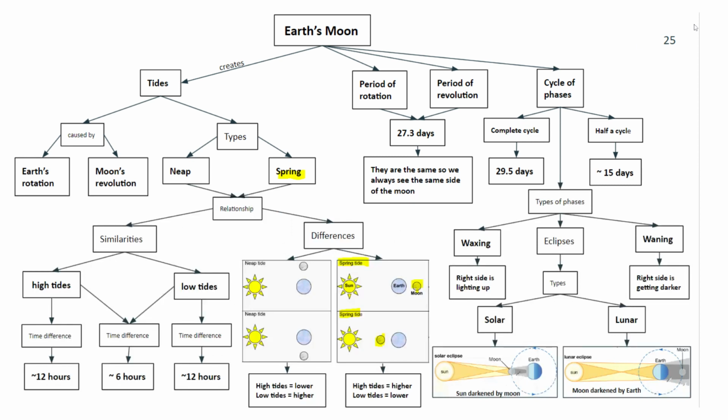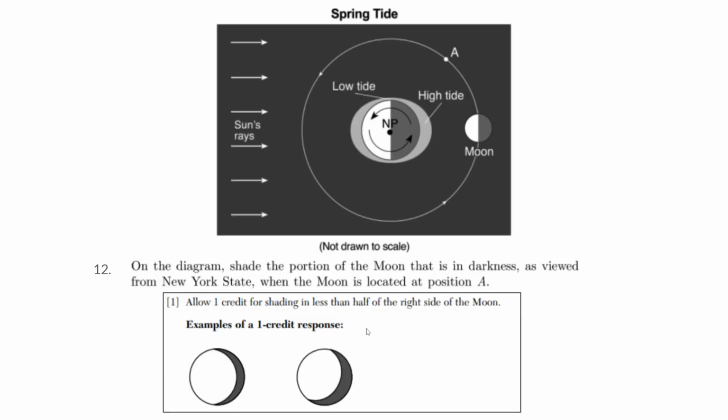And if you go to your Regents Review Packet, page 25, you'll see that spring tides happen when the moon is in these positions, parallel to the sun and the earth, either on this side of the earth or this side of the earth. Number 12. On the diagram, shade the portion of the moon that is in darkness as viewed from New York State when the moon is in position located at position A.